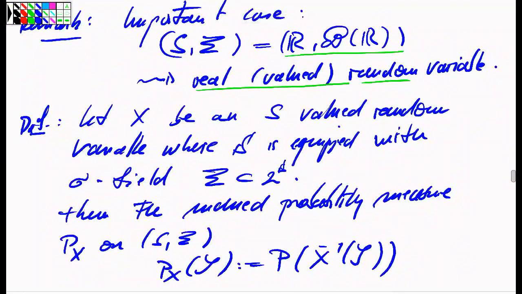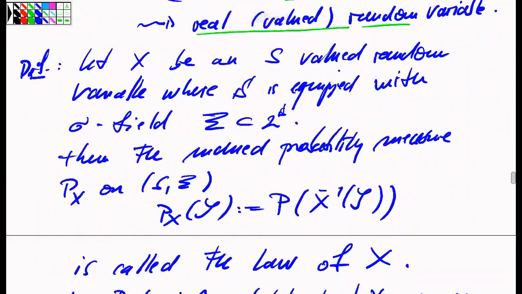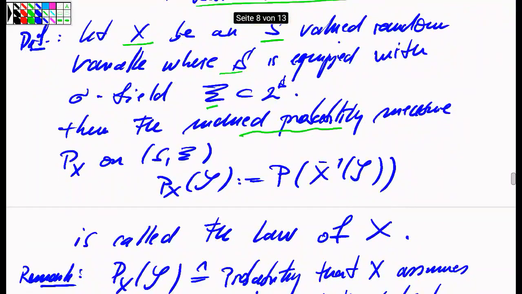Now, the measurability of a random variable can be used to define what is called the law or the distribution, which is a probability space on the target space. That's in fact a very important concept because it describes the statistics of the outcomes when I observe the random experiment only indirectly through its effect on the random variable. So let X be an S-valued random variable, as in the situation before, where S is equipped with a sigma field Sigma. Then we have an induced probability measure on the target space, which is called the law of X, or sometimes called the distribution, and which is defined as follows.